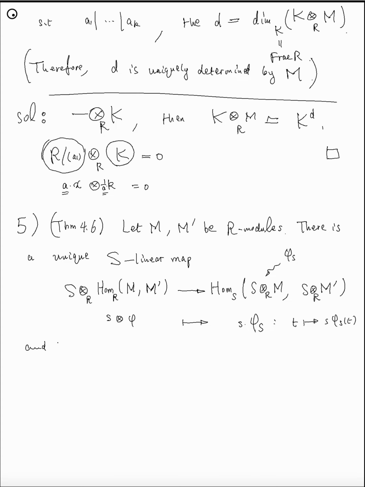And it is an isomorphism if M and M prime are, as you could expect from before, finite free. Because when it's finite free, we can use the method of taking a basis. So let's prove it.